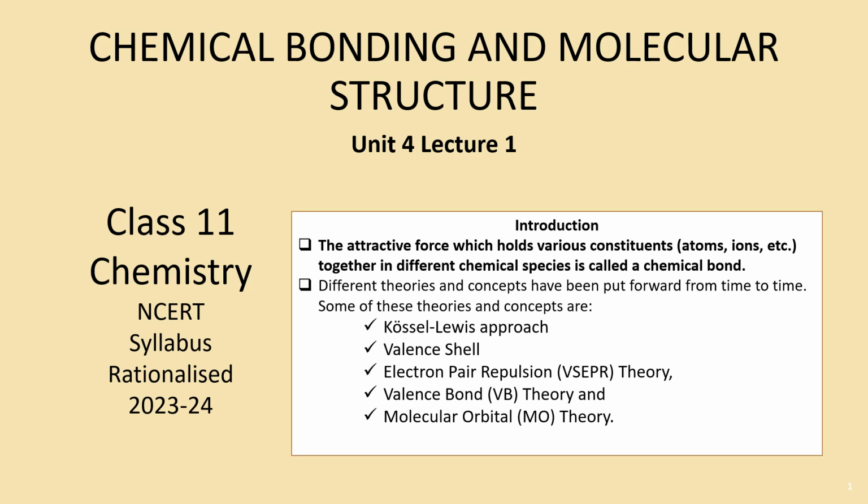After studying this unit, you will be able to understand the Kössel-Lewis approach to chemical bonding. Some of these theories and concepts are the Kössel-Lewis approach, valence shell electron pair repulsion theory, valence bond theory, and molecular orbital theory. This is a very interesting topic and important for understanding chemical bonding and molecular structures. Please listen to my lecture carefully and note down all the important points. I welcome you once again.